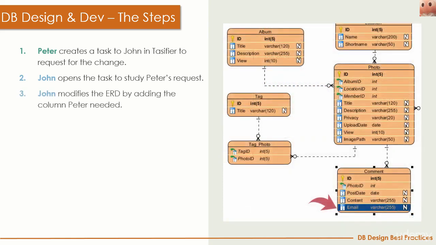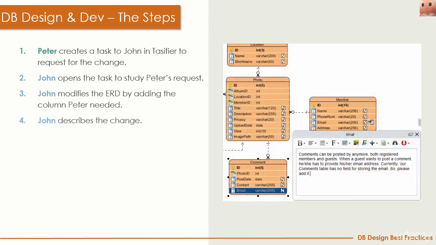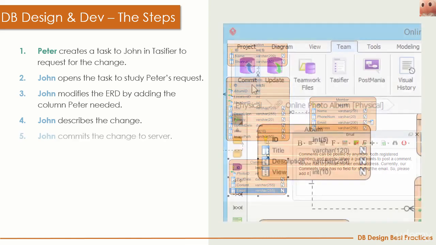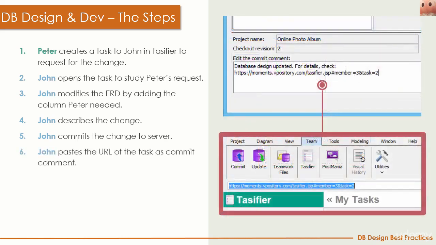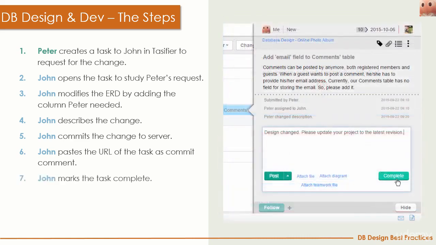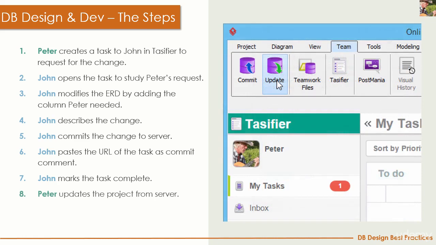And then he checks the database to see if there is any duplicated column. If there is no email column before, he just adds the email column. And then he writes the description, who requested it and what the purpose is. John will commit the change to the server and mark the request URL as a comment when he commits to the Visual Paradigm server. And then John marks the task complete.